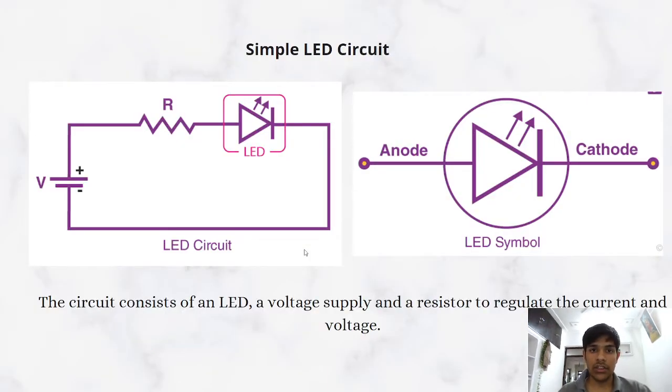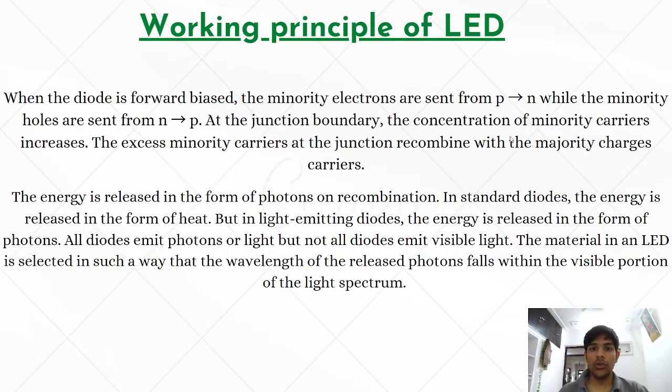This is the circuit representation of an LED, where this representation is of a typical diode, and these arrows represent the light which comes out through the diode due to the current flow. So, as the working principle is already discussed, when the diode is forward biased, the minority electrons are sent from the P to N junction, while the minority holes from the N to P, and the excess minority carriers at the junction recombine with the majority carriers, and the energy released in the form of photons lies in the visible range. So, we see the emitted light.